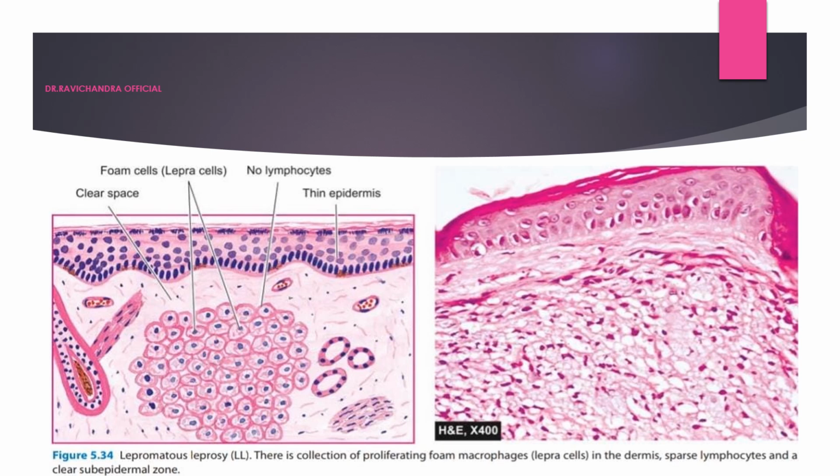So, this is a beautiful picture showing lepromatous leprosy. If you observe, there are collections of macrophages, foamy macrophages, which are called lepra cells or Virchow cells in the dermis, and there are sparse lymphocytes, that is, there are no lymphocytes, and there is a clear subepidermal zone separating the regions. So, clear zone is present.